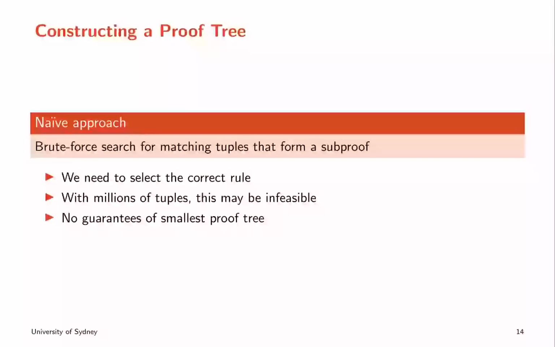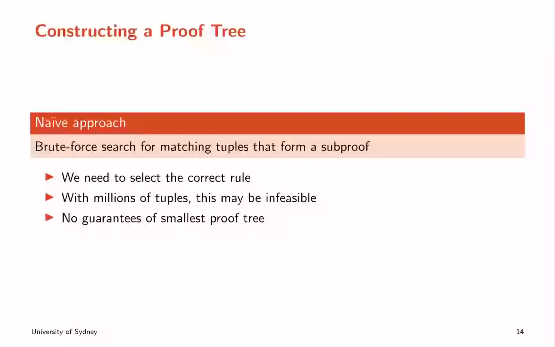The second problem is the size of the data. If we have millions of tuples, and a big Datalog rule that has many predicates in the body, then there could be many different combinations of tuples that could form a proof tree. So it would be infeasible to try to go through all of those.